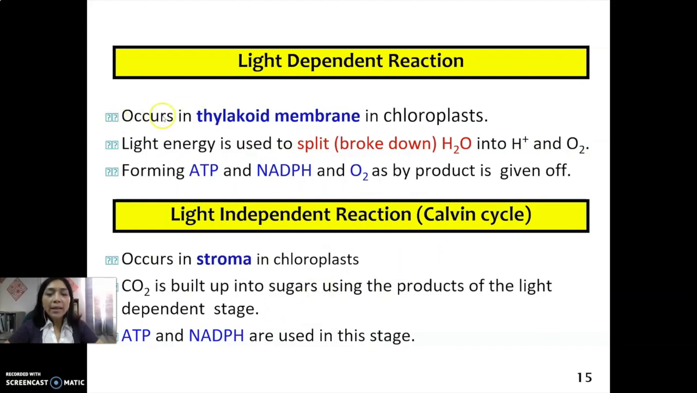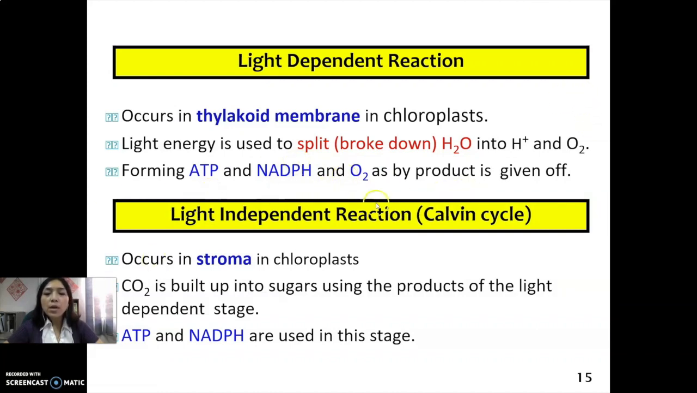The light-dependent reaction occurs on the thylakoid membrane. Remember, in the thylakoid membrane there are many chlorophyll pigments. These chlorophyll pigments can absorb the light energy. The light energy will be used to break down water into H+ and oxygen, to form ATP and NADPH, with oxygen given off as the byproduct.